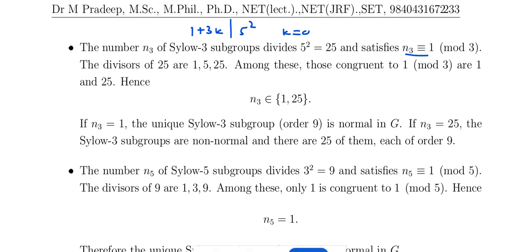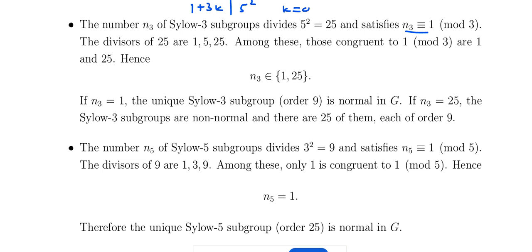So this is the n5. What will its order be? The divisors of 25 are 1, 5, 25, congruent to 1. So n3 equal to 1, a unique 3-Sylow subgroup. The order of the unique 3-Sylow subgroup, you can find by applying the previous concept: the order is 9. So that is normal in G. So the order of the 3-Sylow subgroup we found is 9.